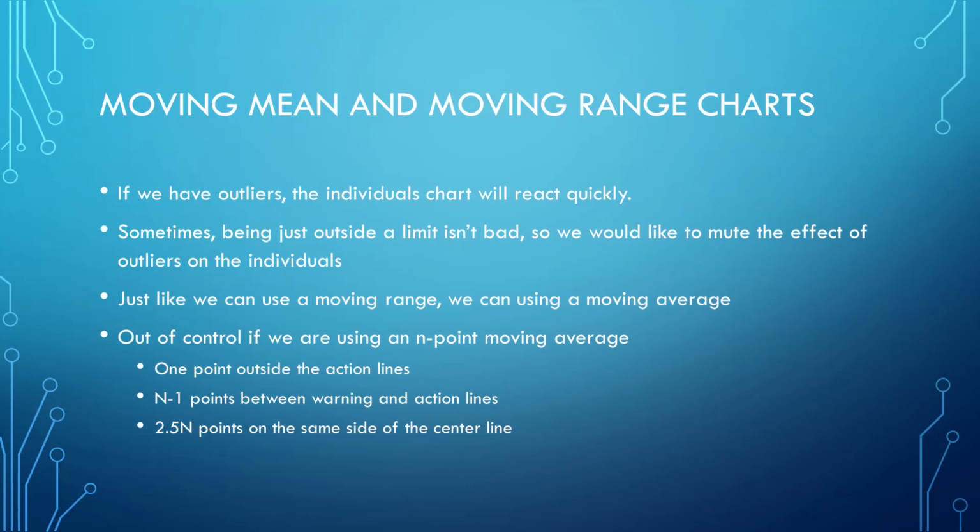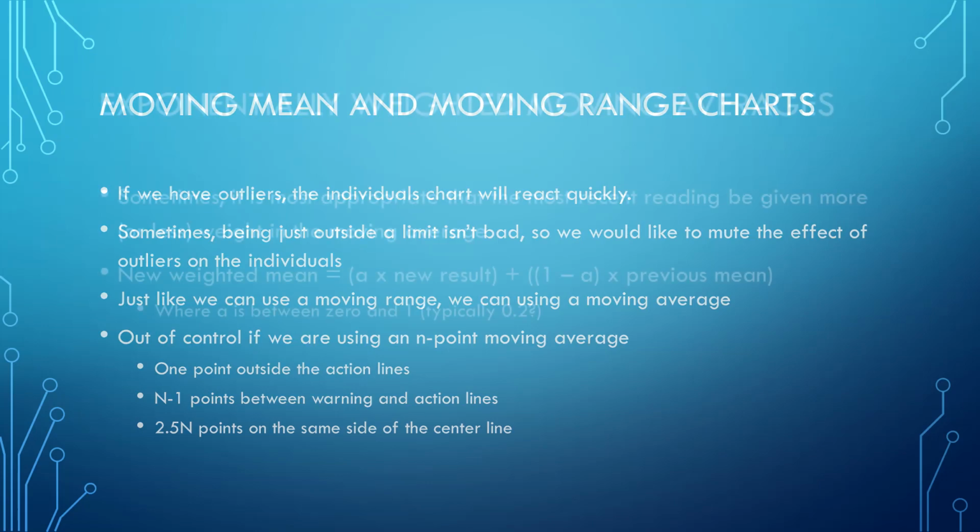Now, if we have outliers, an individual's chart will react really quickly because a single point will be able to make you look out of control. When we were grouping, outliers were muted by the fact that they were part of a group. So maybe we'd like to be able to do that even when we can't have rational grouping. So if there is no rational reason to group, but we would like to mute the outliers a little bit, what we can use is a moving average, just like we used a moving range.